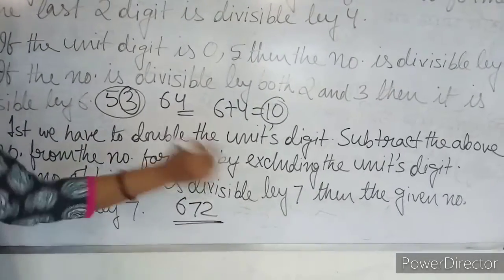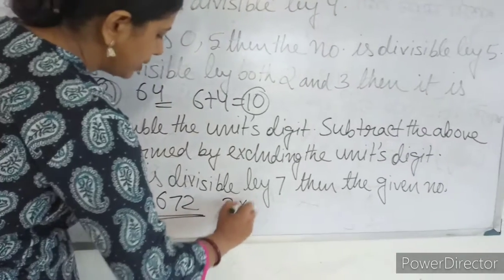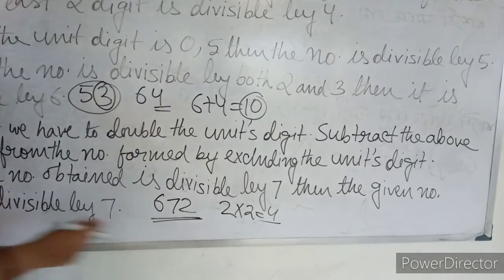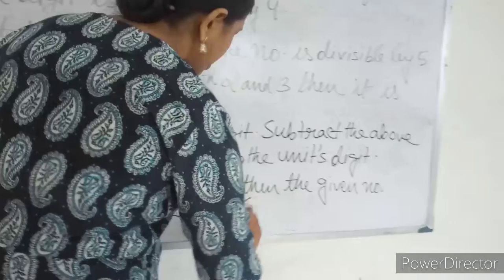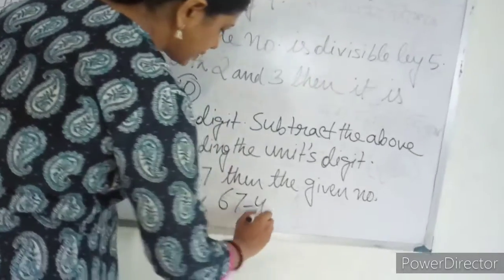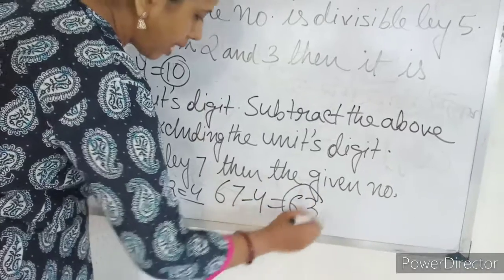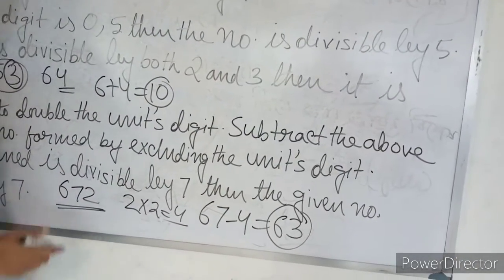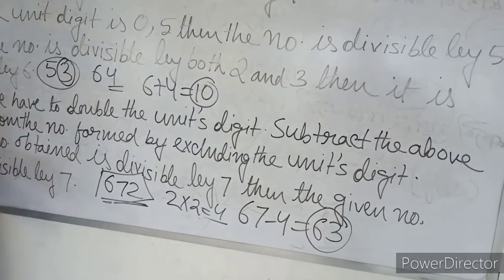So what is the units digit? 2. My first step is 2 into 2 equal to 4. Second step is I have to subtract 4 from 67. So 67 minus 4, what is it coming? 63. Now I know that 63 is divisible by 7. So I can say that 672 is also divisible by 7.